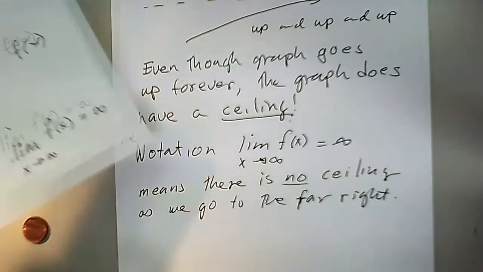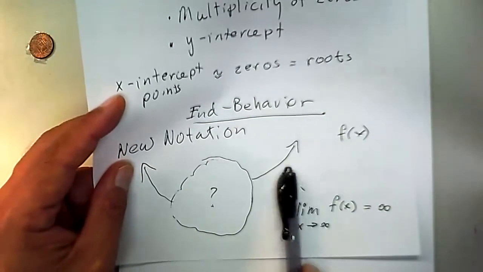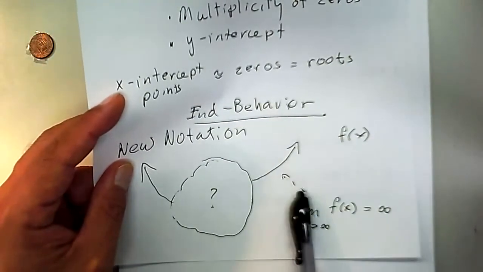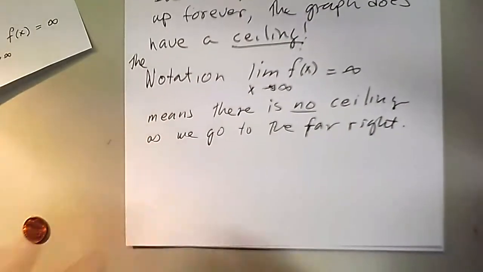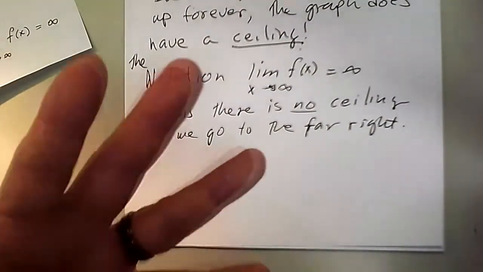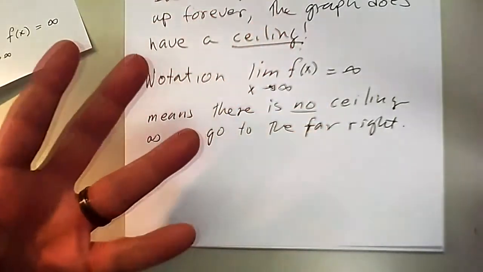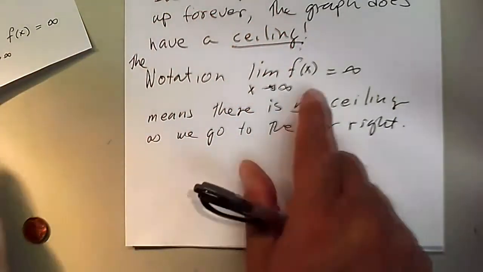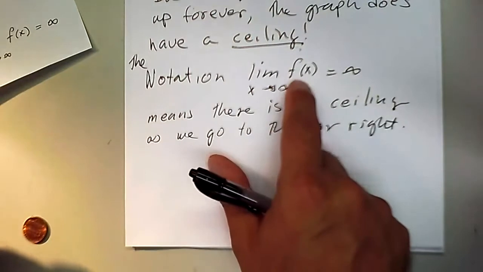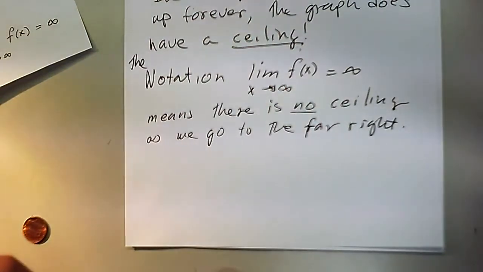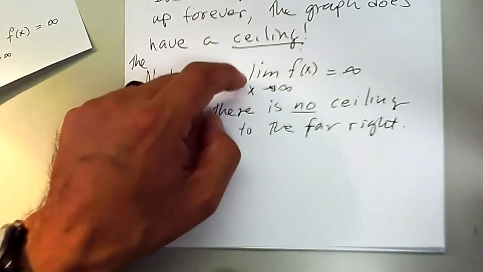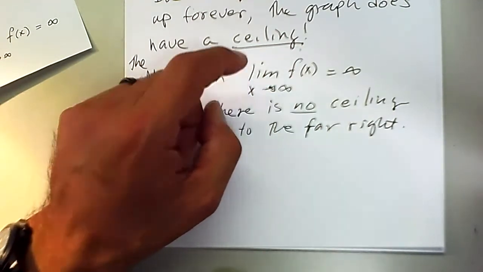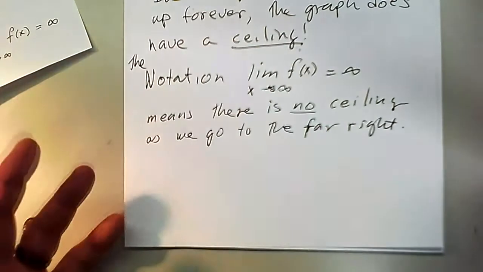So as you go farther and farther away to the right, there is no ceiling. Before we all start panicking about this end behavior and this limit, let me assure you there's only going to be 4 things we're going to look at. This is one of the 4. The other 2 are going to be variations of this one. So once you know this one and the variations, you are set.